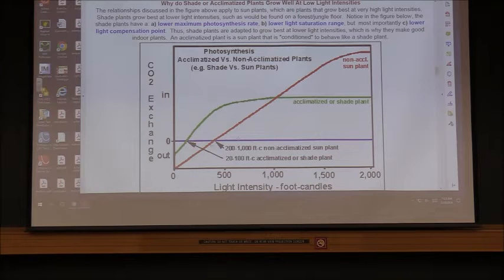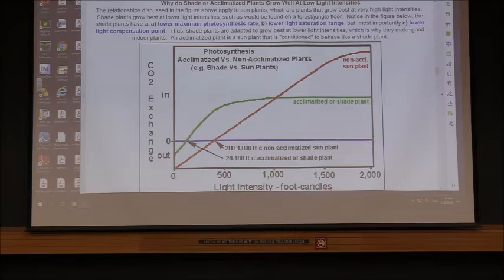Where's the light compensation point? Where the two lines cross. That's the light compensation point for a sun plant. Depends on the plant. It's 200 to 1,000 foot candles. Probably average about 400, 500. For a shade plant, it's down around 100. And for some, even below 100.